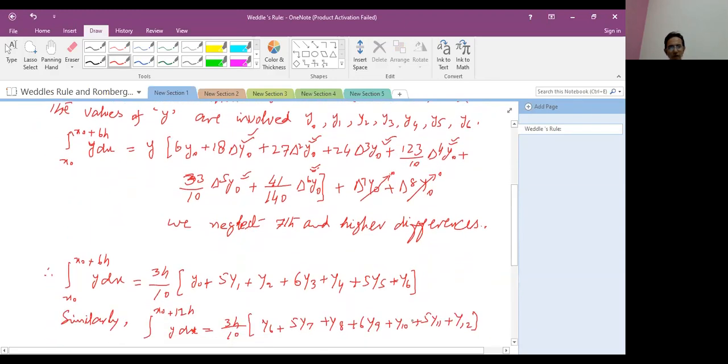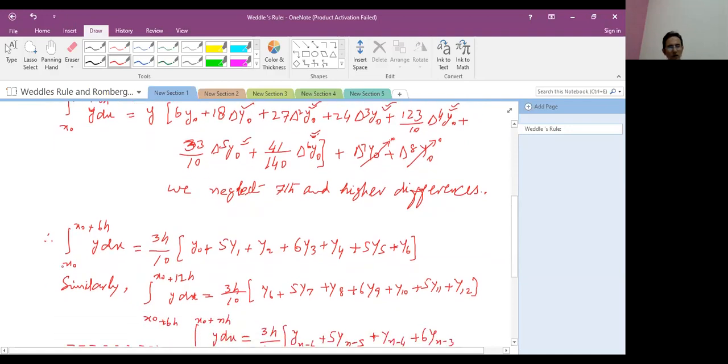So the integral value from x0 to x0 plus 6h of y dx is 3h over 10 times (y0 plus 5 y1 plus y2 plus 6 y3 plus y4 plus 5 y5 plus y6). This is the integral value from x0 to x0 plus 6h.